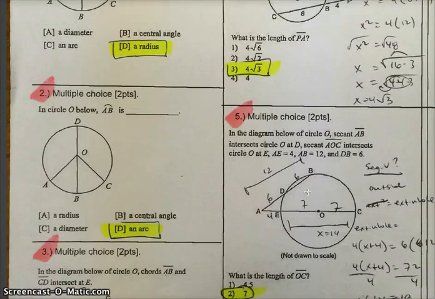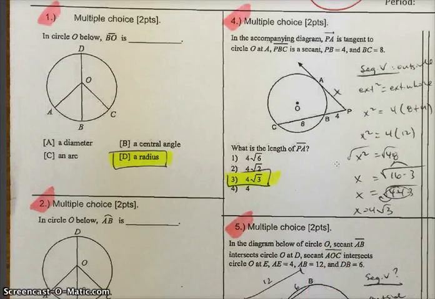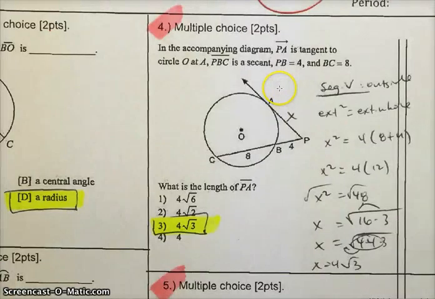Question number 4. In the accompanying diagram, ray PA is a tangent to the circle O at A. Segment PBC is a secant, and PB is equal to 4, BC is equal to 8. So take your information, label it. PB is 4, BC there's 8. I know this is a tangent, so it's only touching one point at A. And they're saying this is a secant, which means it goes through the circle, intersects at 2 points.